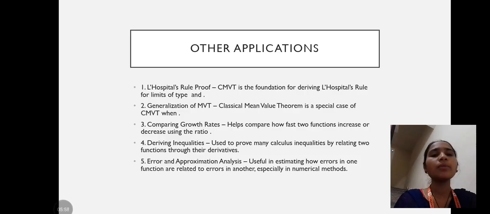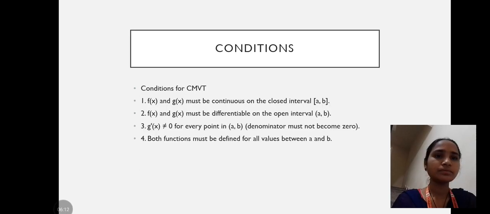And error and approximation analysis, where Cauchy mean value theorem is applied. It is useful in estimating how errors in one function are related to errors in another, especially in numerical methods.